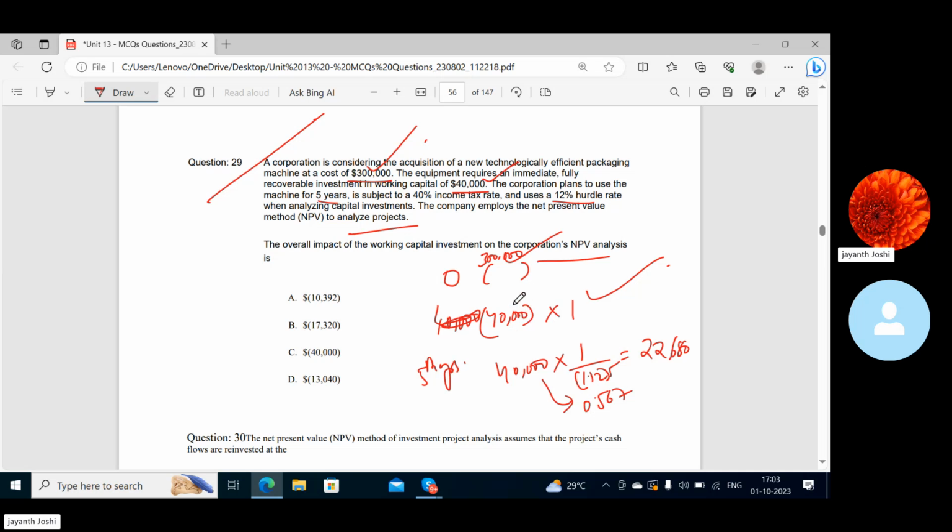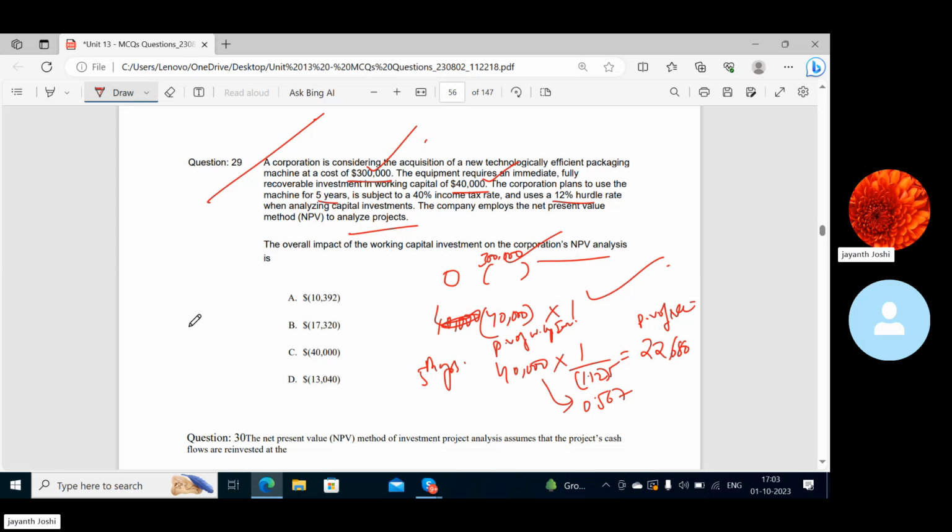So this is the investment you have done, and this is the recovery you have made, right? Yes. So this is the PV of recovery. This is the PV of working capital investment. So we will see the net overall impact on the corporation's working capital.